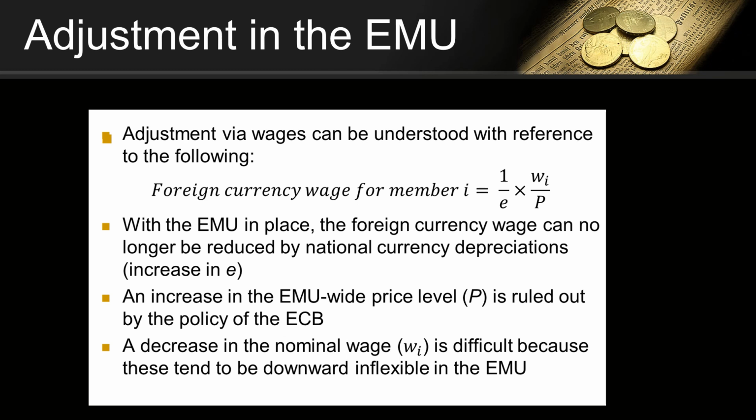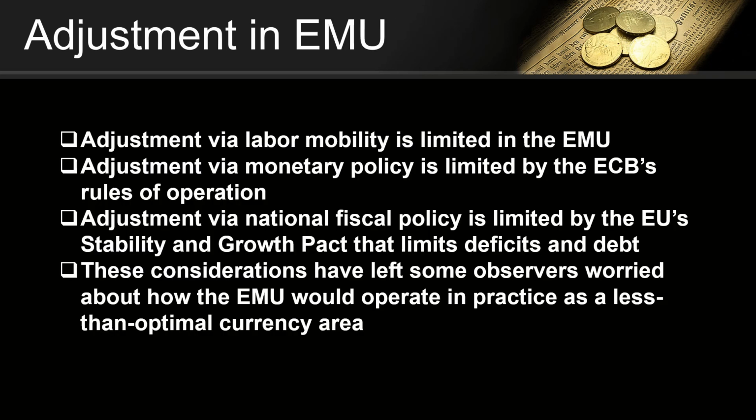This is because the ECB must ensure that the EMU-wide price level only increases 2 percentage points a year. So a decrease in foreign currency rates can only be achieved by a decrease in the nominal wage. But this is difficult because this tends to be downward inflexible in the EMU because of its labor markets. The second remedy, labor mobility, could likewise help achieve adjustment. But, as I just mentioned before, labor mobility within the EMU is not very strong.